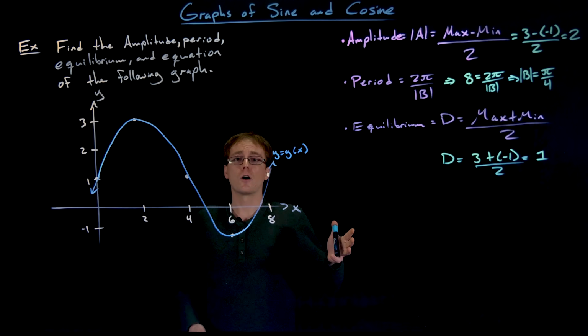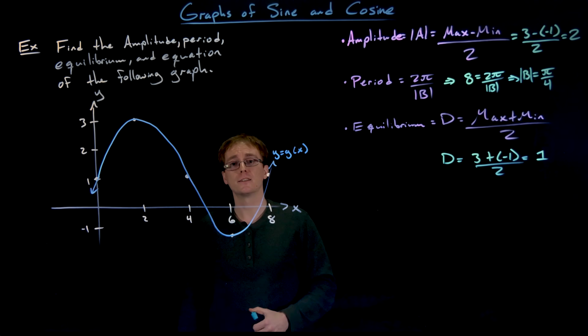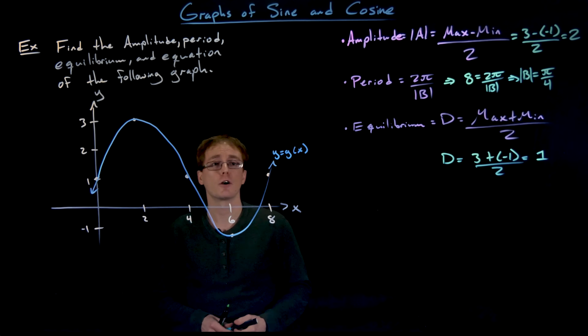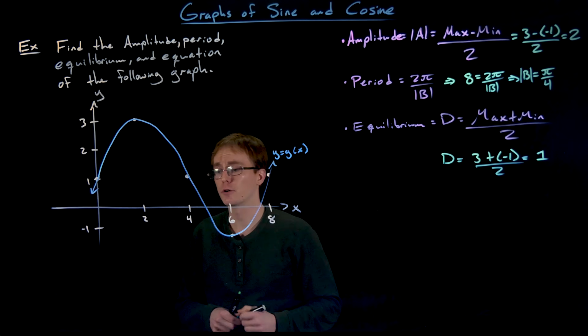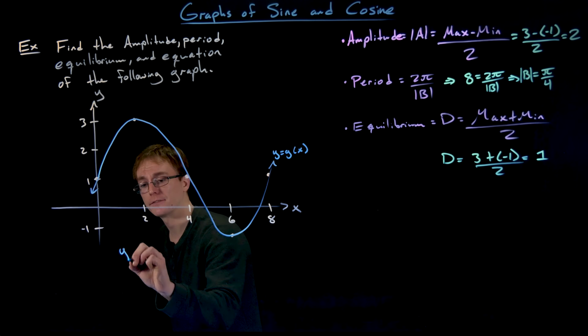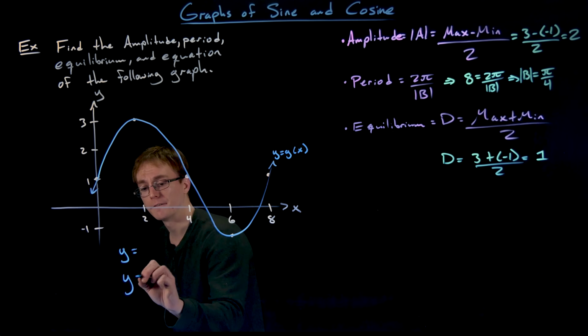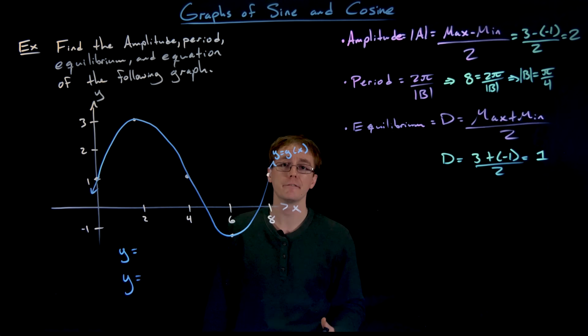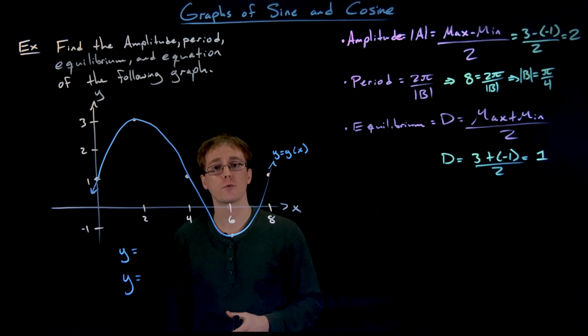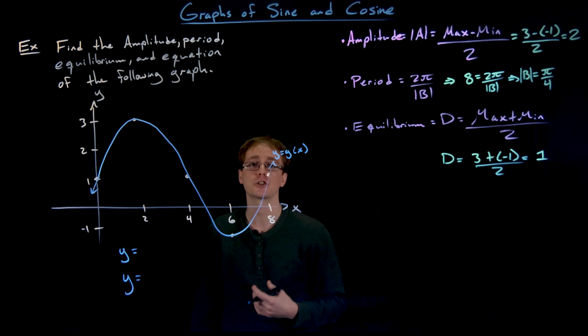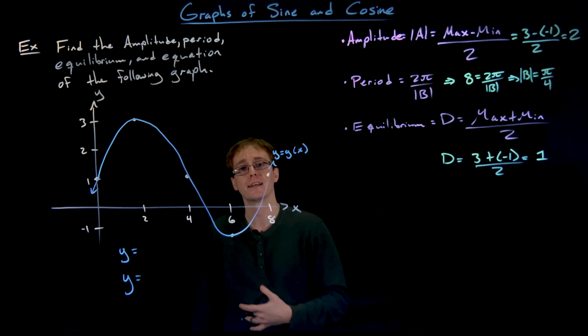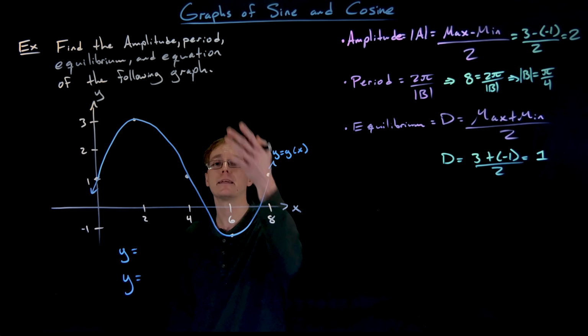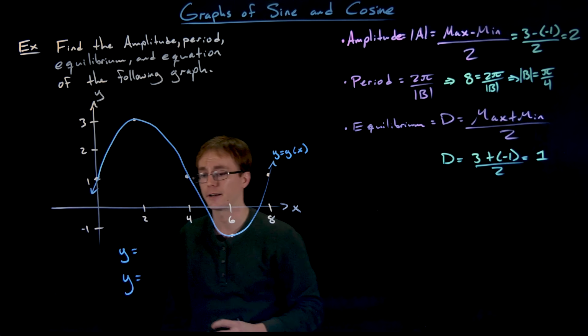All right, so these really are 3 of the most important pieces we need to find the equation of our transformed sine or cosine function. The next thing we have to decide is whether we are viewing this as a transformed sine function or as a transformed cosine function. That choice is almost always up to us, unless the instructions say make this fit a cosine graph or a sine graph.